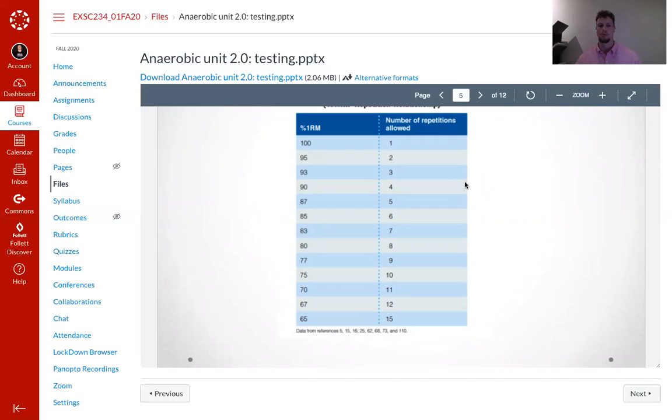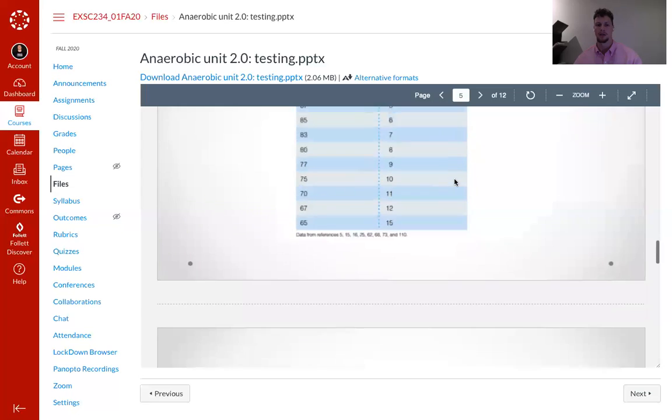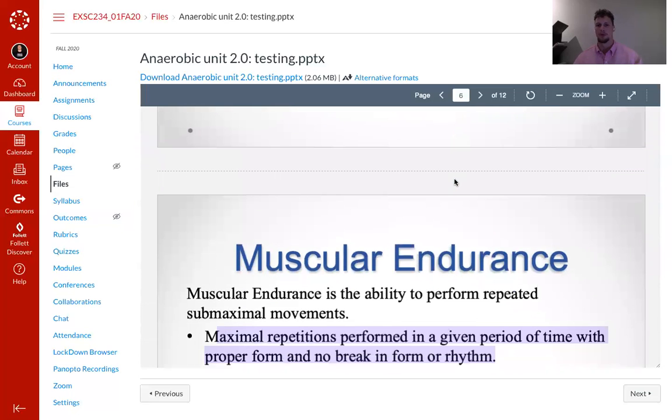A CrossFit athlete will probably do better on the endurance aspect of the continuum or spectrum, versus a strength athlete will do better at the 1 to 5 reps, or closer to correct. The further you are away from their training comfort zone, the more inaccurate it's going to be.